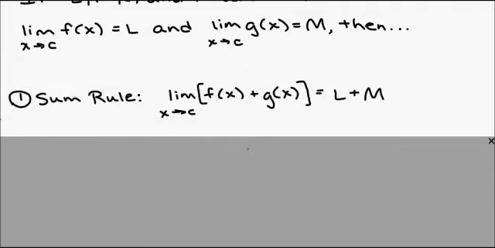First up, the sum rule. If you take those two functions that we were talking about, f of x and g of x, and you want to find the limit of their sum, f of x plus g of x, as x approaches c, notice that this is the same as up here, then the limit is just the sum of the limits of these functions. So L and M, L plus M. Notice plus sign here, plus sign there. So pretty easy.